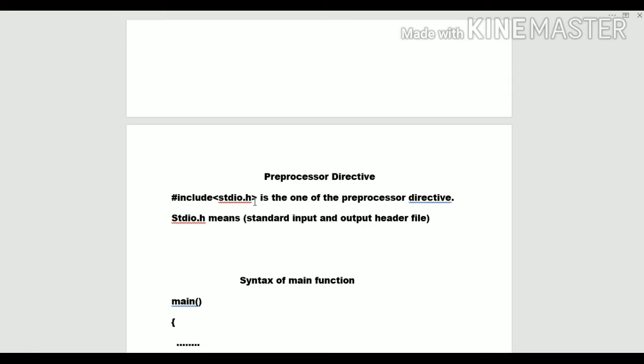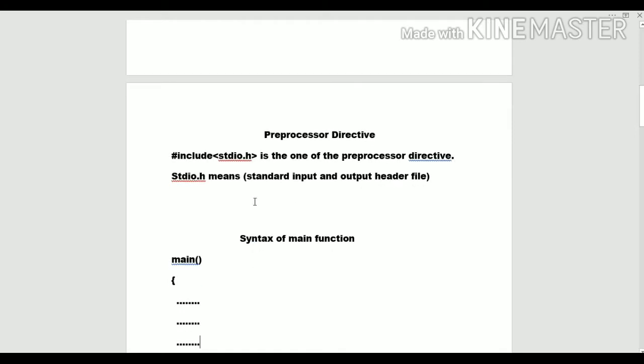The stdio.h simply stands for standard input output header file, which contains definitions and declarations of system defined functions such as printf, scanf, pow, etc. Generally, the printf function is used to display and the scanf function is used to read the value.